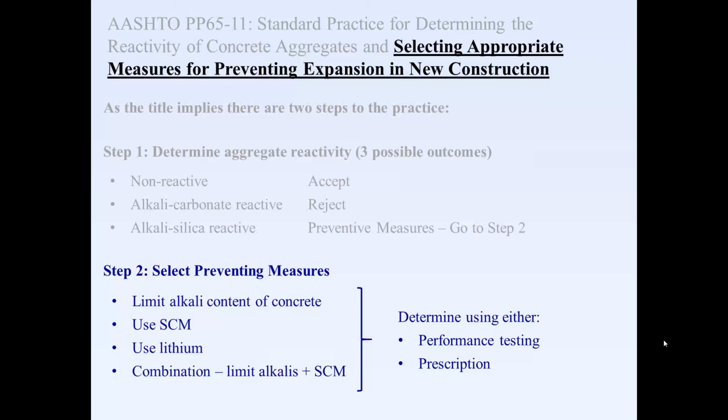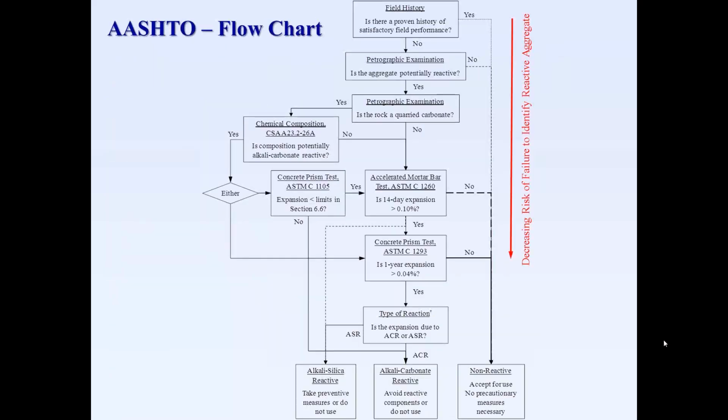And now we have 4 options: limiting the alkali content of the concrete, using SCMs, using lithium, or, in the very severe cases where there's a high risk, limiting the alkalis and using SCMs. And as I mentioned before, the preventive measures can be determined using either performance testing or prescription.